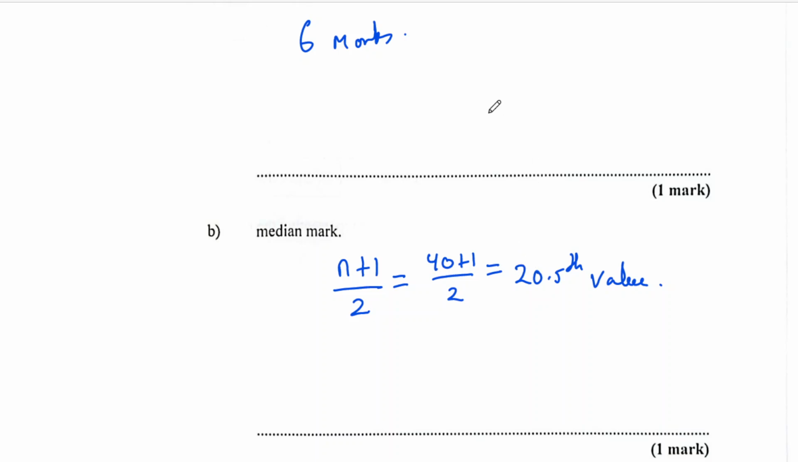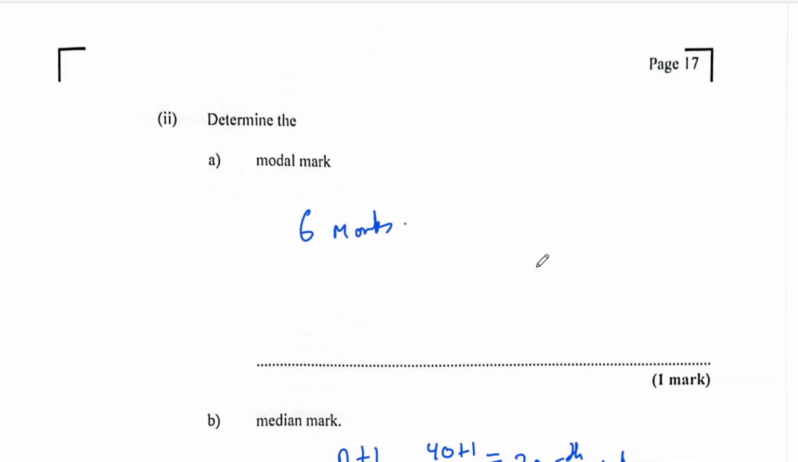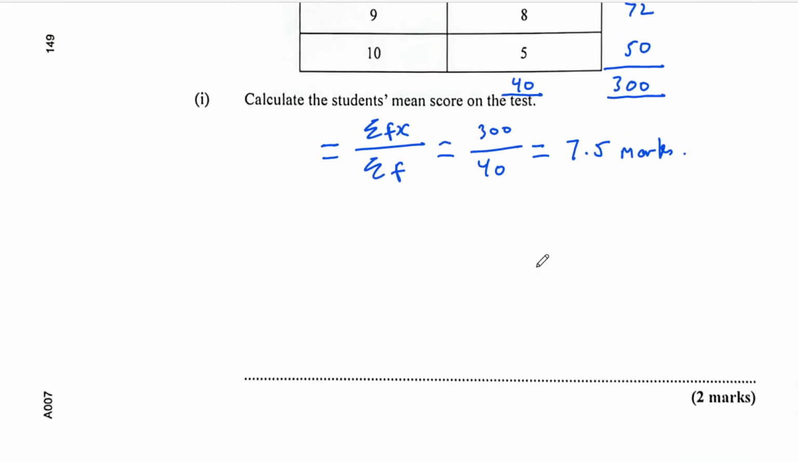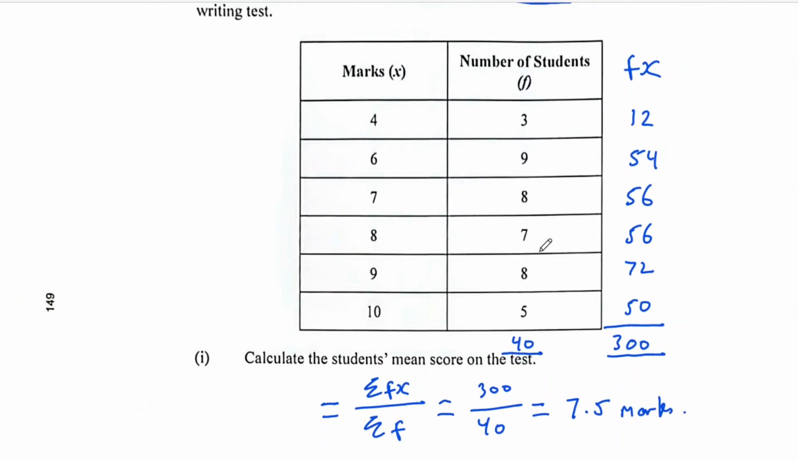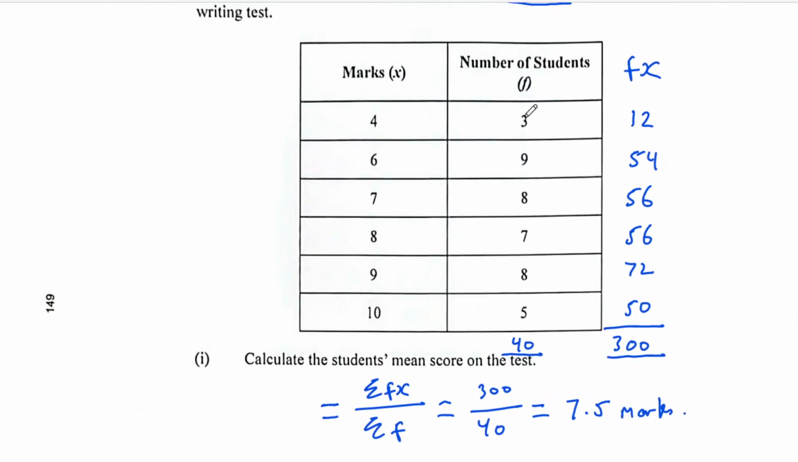Just like the mode just now, we would go to the table and see what's the highest frequency and refer to the mark. Same thing with median. Once we do this, (n plus 1) over 2 is the location of that value. So we need to go on our table and locate where it's 20.5. So scroll back up to the table. So for 20.5, we would start on the frequency and start to add up.